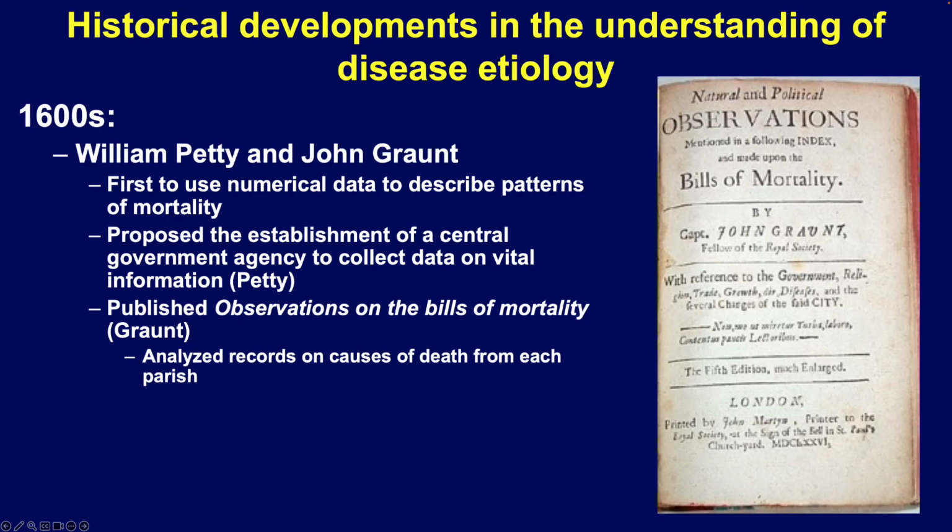Another important development in the 1600s was when Petty and Grant began to use data to describe patterns of mortality. This was thought to be one of the first applications of statistics. London was made up of administrative units called parishes, and each parish was responsible for tracking births and deaths among its members, and routinely post that information on a bill. Petty and Grant gathered this information or data from each parish in London on these so-called bills of mortality, which allowed them to tally the number of births and deaths, and in some instances even the causes of death, for each parish and all of London.